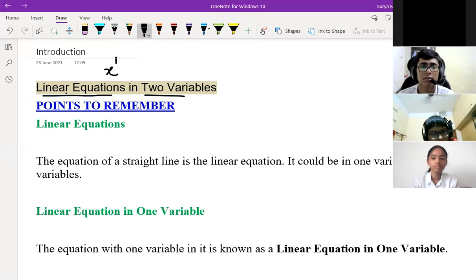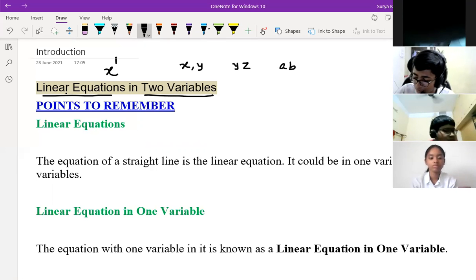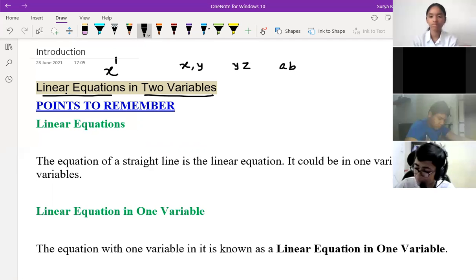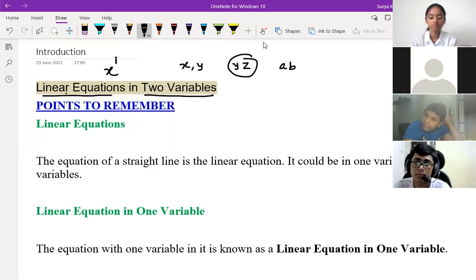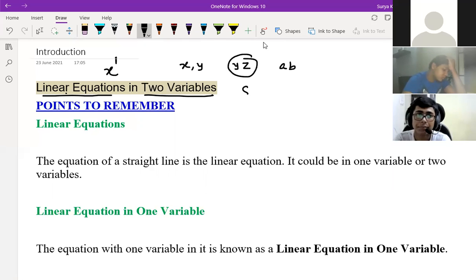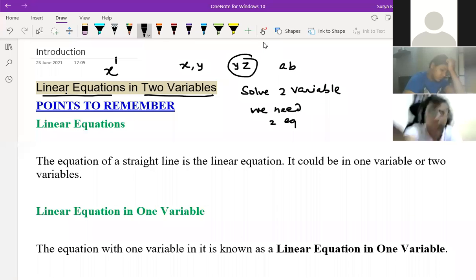Two variables means in a single equation you will have two variables. Either you may have x and y, you can have y and z, you can have a and b, like that. So linear equation, two variables, and remember that to solve two variables, we have to solve two equations. To solve two variables, we need how many equations? Two equations.